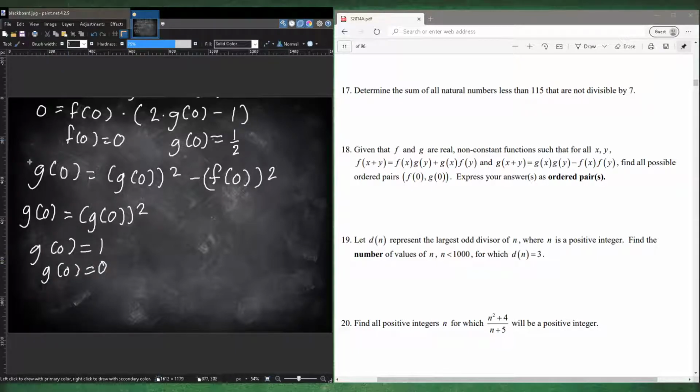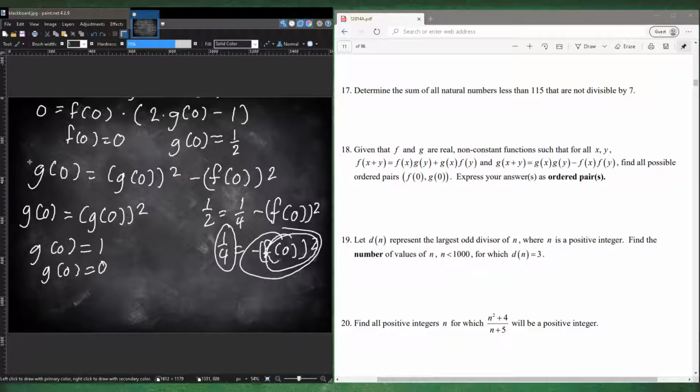Okay, now what happens if g of 0 is 1 half? So that means g of 0 equals 1 half. So we substitute that with 1 half. And then g of 0, 1 half squared is 1/4, minus f of 0 squared. 1 half minus 1/4 is 1/4 equals negative f of 0 squared. And this is not going to work. The reason is because this is positive, but this is negative. A square is always positive, times this negative means this is always going to be negative. But this is positive, so this doesn't make sense.